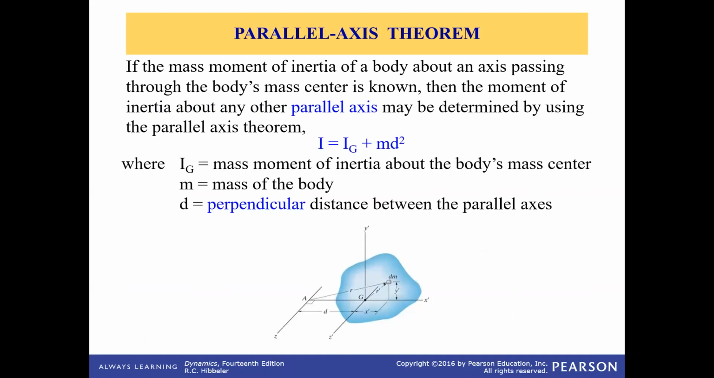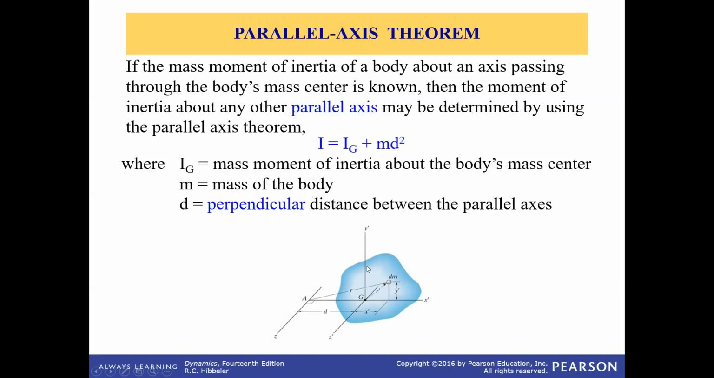Also, a lot of times the moment of inertia about a certain axis is known. If you are looking for the new moment of inertia for the body about another axis that is parallel to that known original axis, then you can use the parallel axis theorem, which says the new moment of inertia should be equal to the known moment of inertia plus the mass of the body times d squared, where d is the perpendicular distance between the parallel axes.